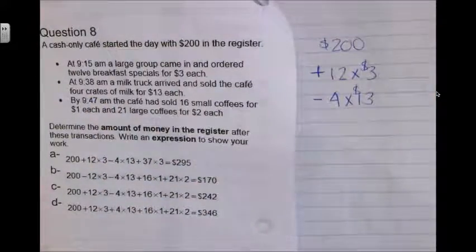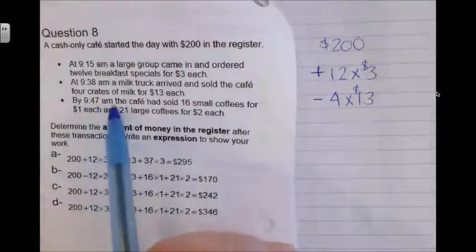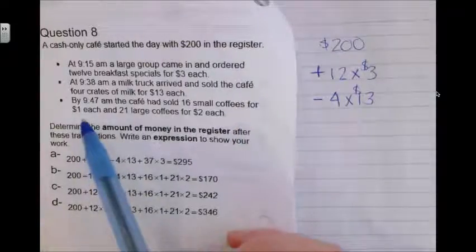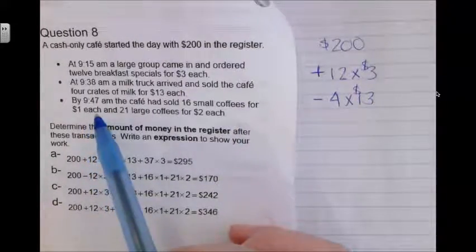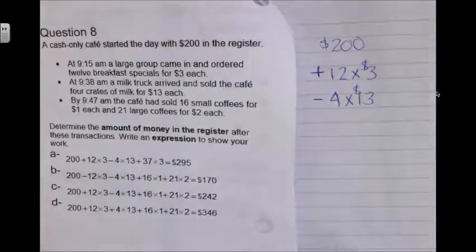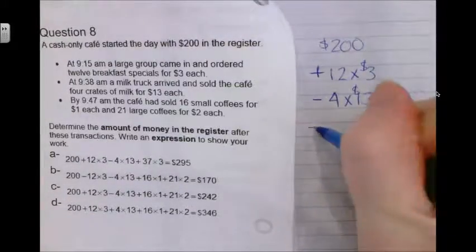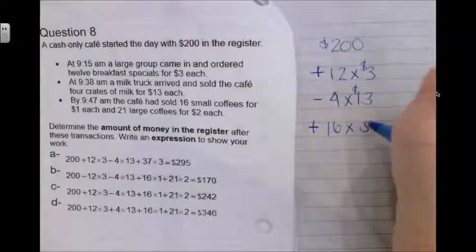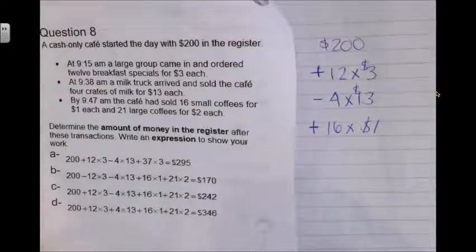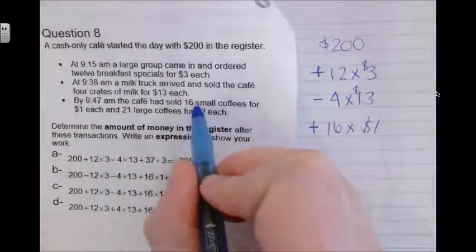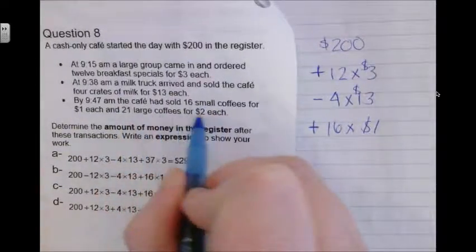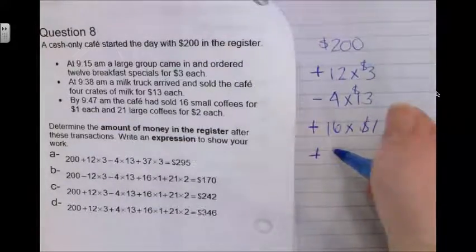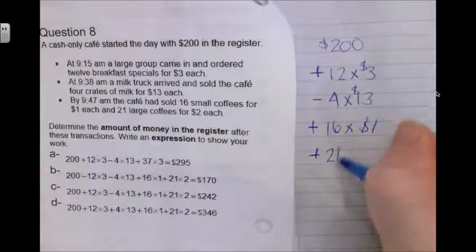Okay, the last part says by 9:47 a.m. the cafe had sold 16 small coffees for $1 each. So if they're selling that and putting these dollars in the cash register, that's positive. So plus 16 times $1. And 21 large coffees for $2 each. So again, that's plus. You're gaining that money in your cash register. Plus 21 times $2.